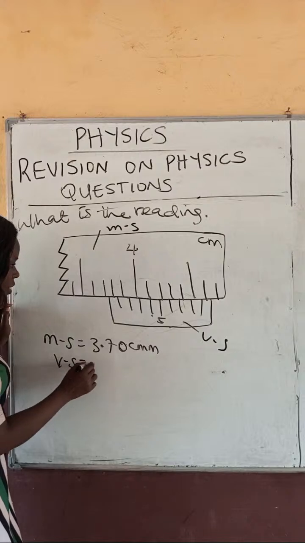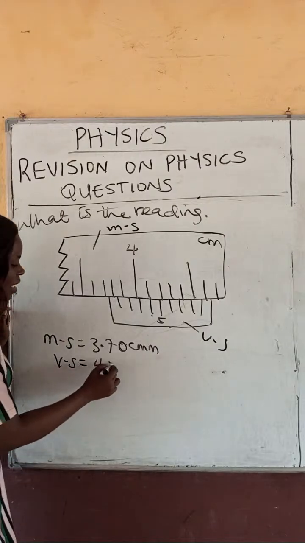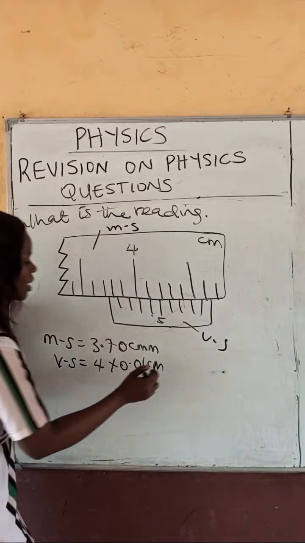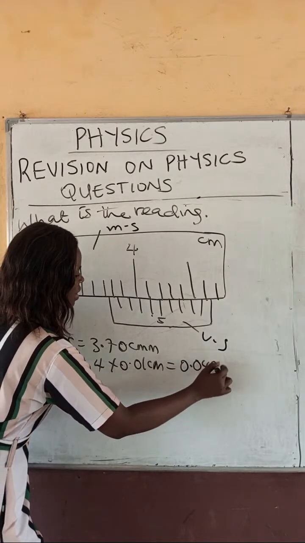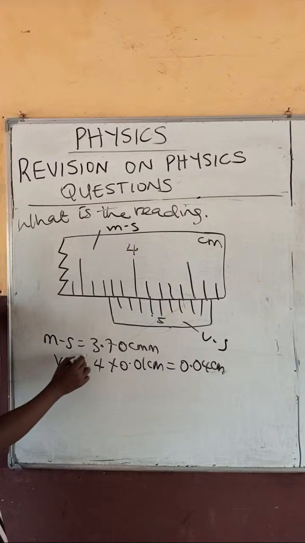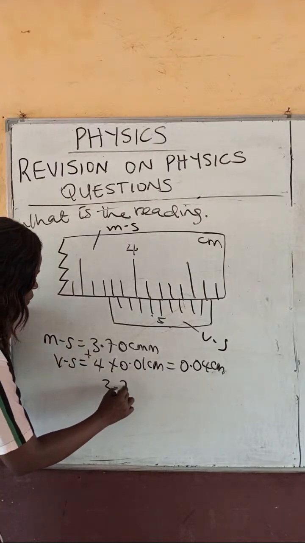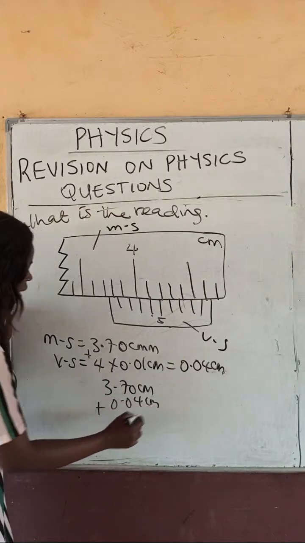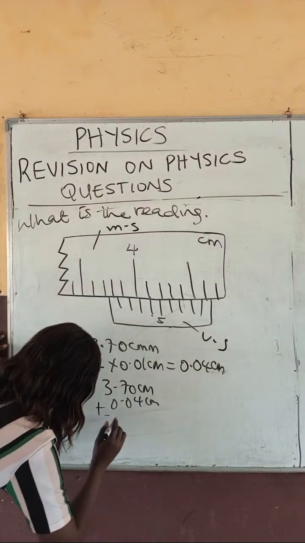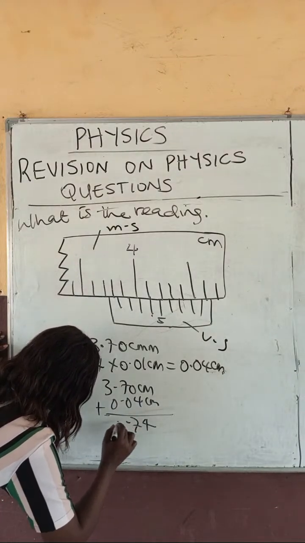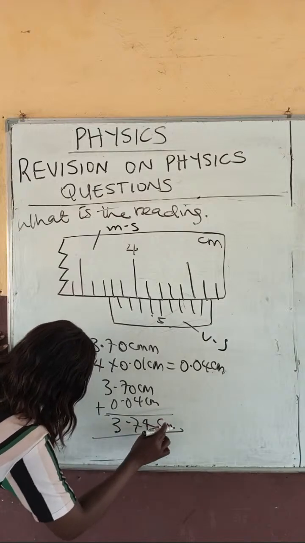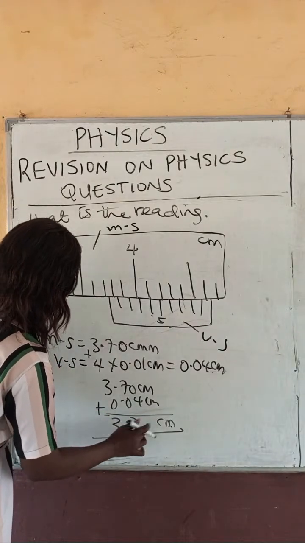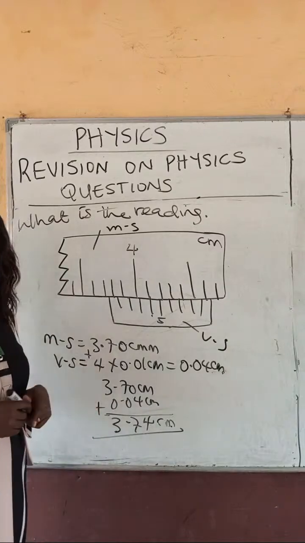So my Vernier scale reading is 4. Then I multiply by the reading accuracy of Vernier calipers, which is 0.01 centimeter. I'm going to get 0.04 centimeter. So by the time you add it, you have 3.70 centimeter plus 0.04 centimeter. My answer becomes 3.74 centimeter. That is your answer.